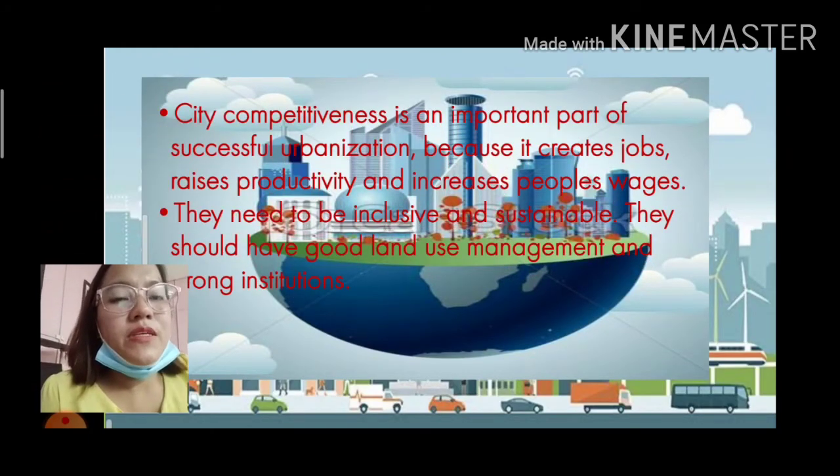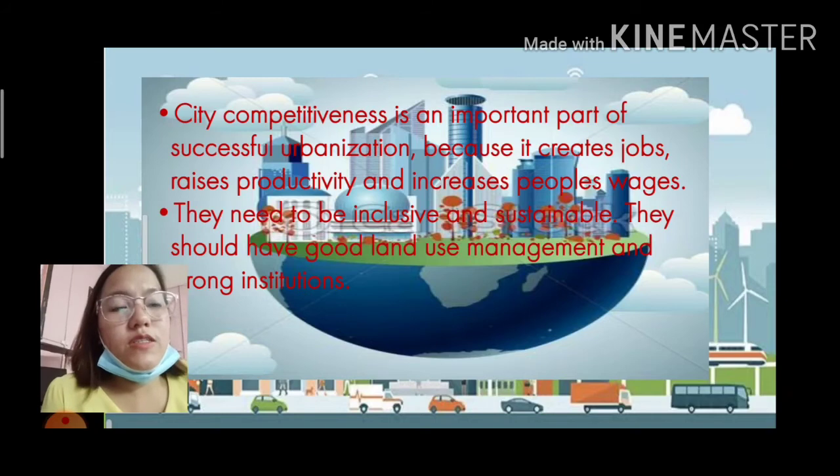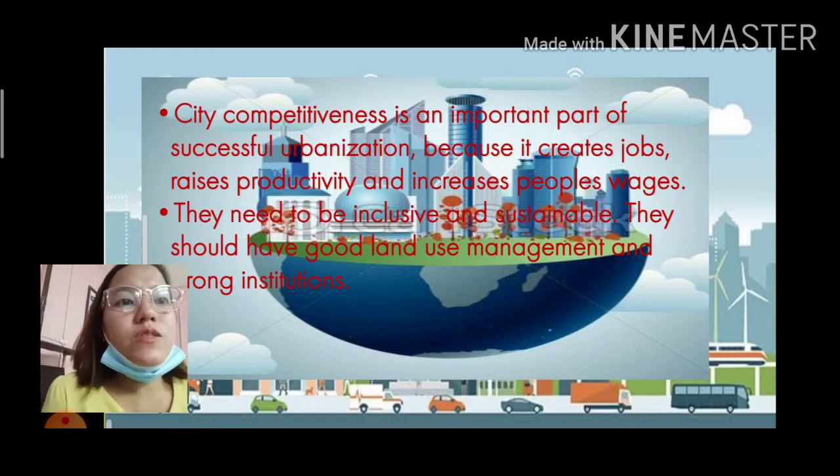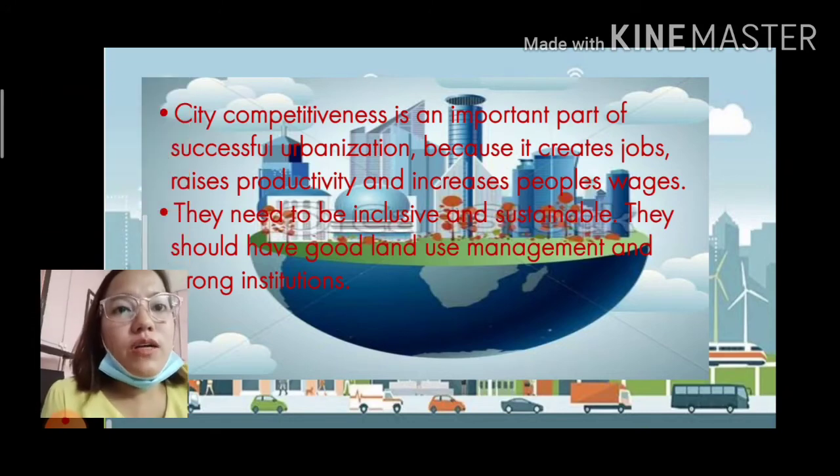Okay, so now let's proceed with this one. City competitiveness is an important part of successful urbanization, because it creates jobs, raises productivity, and increases people's wages. So cities need to be inclusive and sustainable. They should have good land use management and strong institutions.